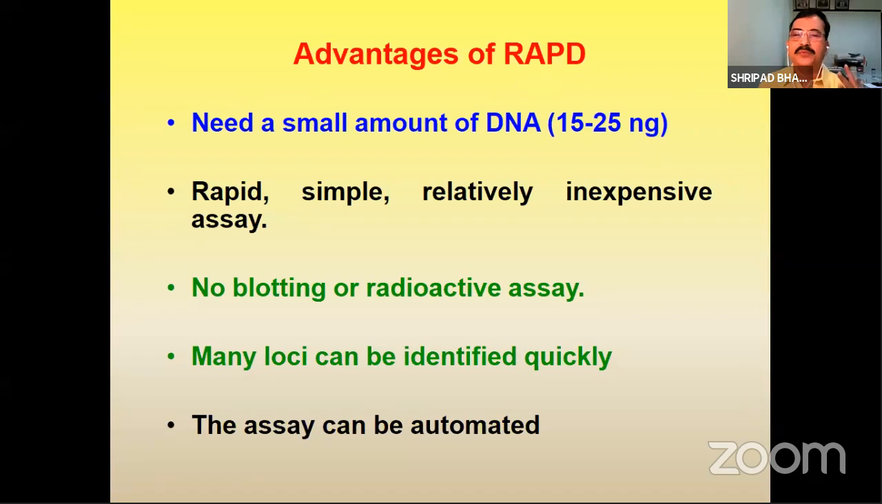The advantage is that it needs a very small amount of very crude DNA. There is no need for very fine, high quality DNA, unlike RFLP. In RFLP, that is the disadvantage, as I told you, but in RAPD, you can use very small and not very fine quality DNA. It is relatively inexpensive, and no radioactivity is involved. As I told you, this system will give you enough time for your WhatsApp and Facebook, because when you run the PCR, there will be about two and a half to 3 hours with you. So you can use that time for other business.